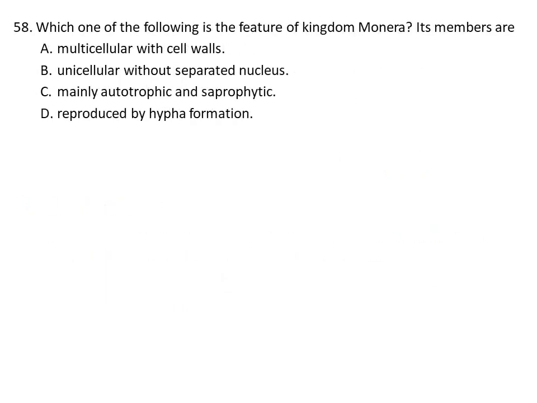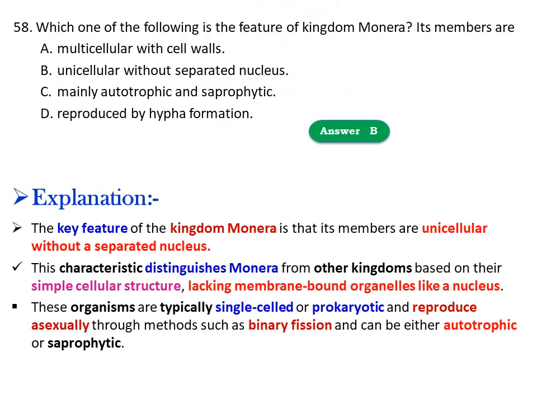Question number 58. Which of the following is a feature of kingdom Monera? Its members are... So the answer should be B, unicellular without a separate nucleus. The key feature of kingdom Monera is that its members are unicellular without a separate nucleus. This characteristic distinguishes Monera from other kingdoms based on the simple cellular structure lacking membrane-bound organelles like a nucleus.